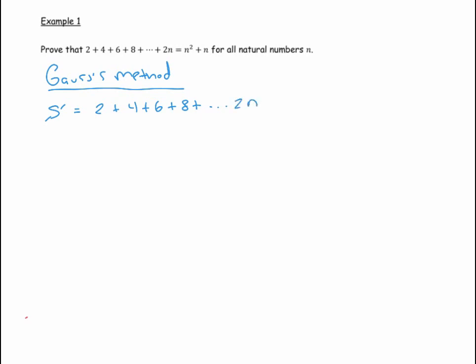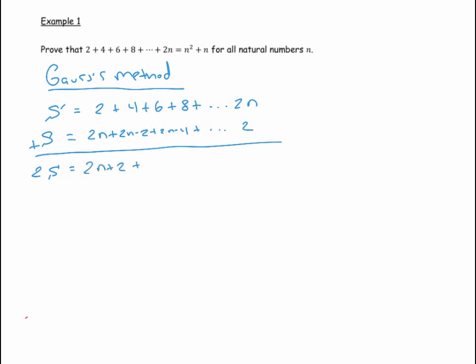And we can say that that sum is also the same as writing it in the reverse order: 2n plus 2n minus 2 plus 2n minus 4 all the way down to 2. And by adding those, we'll get double our sum. And every single term here in this double sum is going to be the same: 2n plus 2, plus 2n plus 2, all the way down to 2n plus 2.